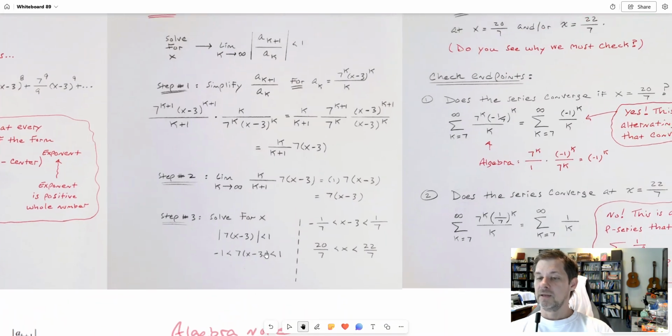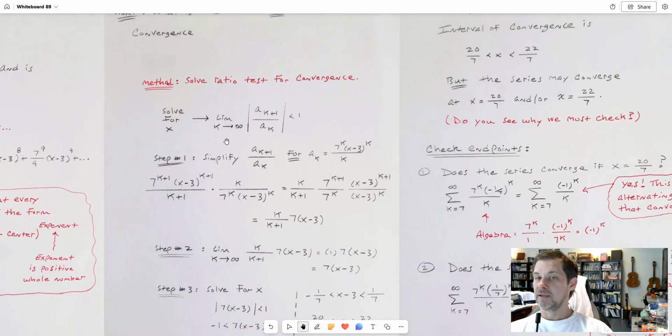Okay, so I solved the inequality like this. Absolute value inequalities expand this way. I'll divide all three parts by 7, and I'll get that. And then I'll add 3 to all three parts, and I isolate the x in the middle, and it gives me a definitive statement about the x. It says the x needs to be between 20 over 7 and 22 over 7.